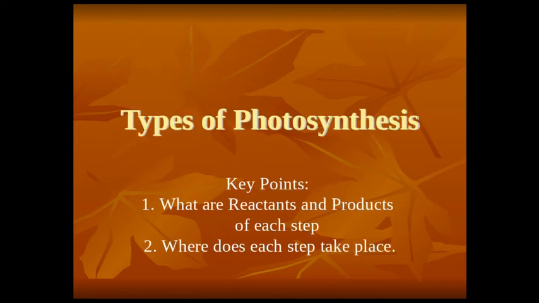Okay, so we're going to be looking at two types of photosynthesis. And the key points to pay attention to when we're looking at this is, first, what are the reactants and the products of each step. There's two steps: there's a light reaction and there's a light independent reaction. So we're going to look at what the reactants are for each of those and what the products are for each of those, and also look at where these things take place.